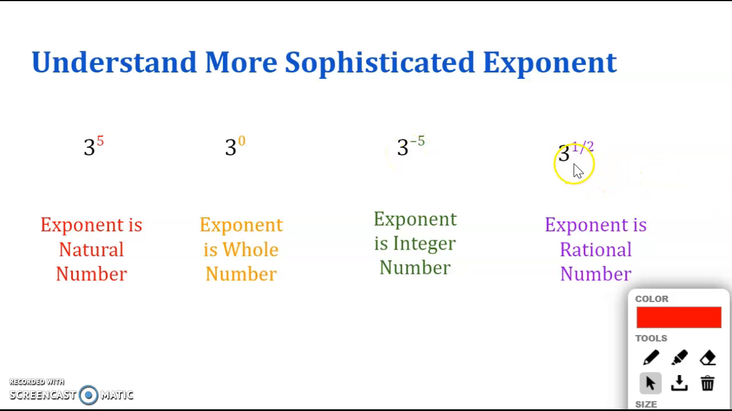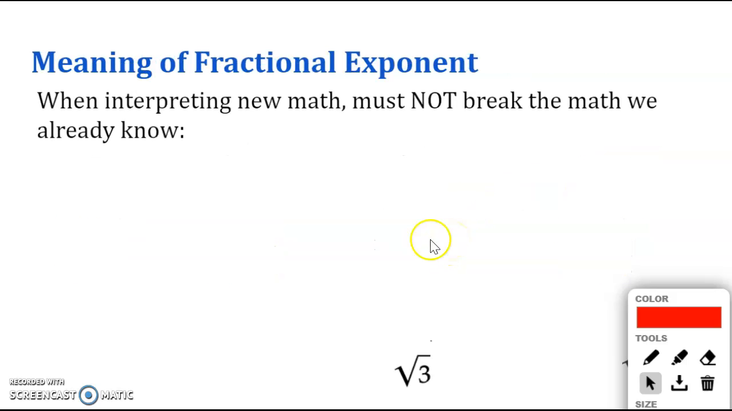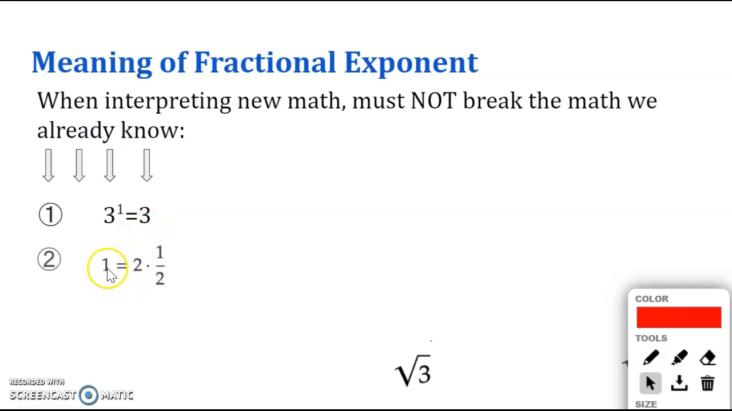But what does this 3 to the half mean? If we venture into the exponent as a rational number, that means a fraction, how do we figure that out? Well, to figure that out, let's think about what we do know. When interpreting new math, you must not break the math that we already know. So what do we know so far? We know that 3 to the power of 1 is 3. And 1 is the same as 2 times half. We know that half times 2 is going to be equal to 1.